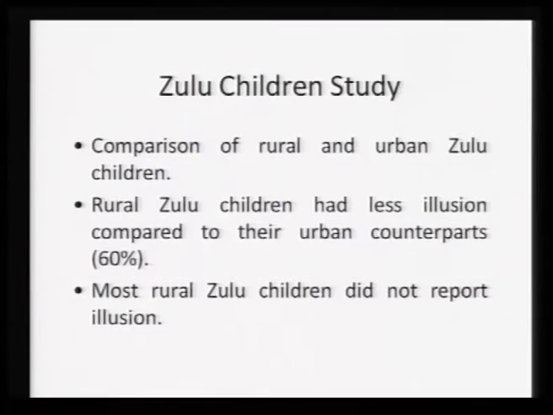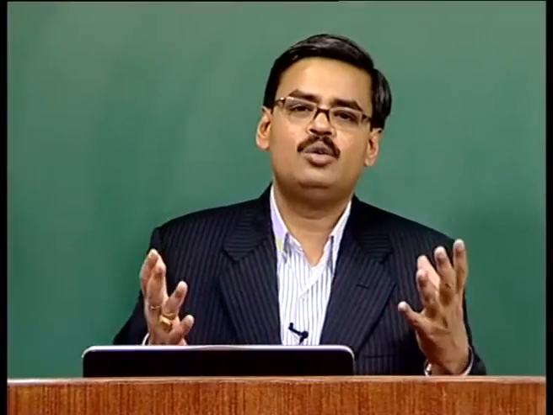Because you do not have it in your culture, therefore, you do not have the illusion also. So, most rural Zulu children did not report illusion at all. And again, for those who had it, there was a substantial reduction in their level of illusion, by as much as 60%, when they were compared to the urban kids who had an exposure to these rectangular structures.